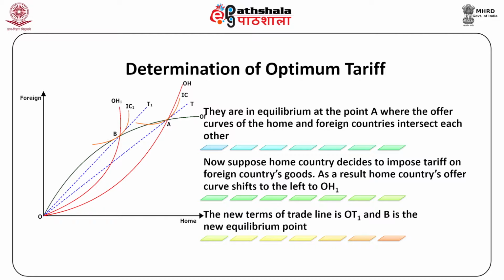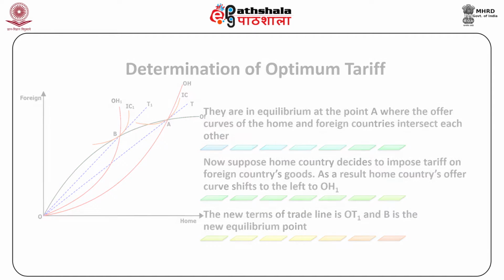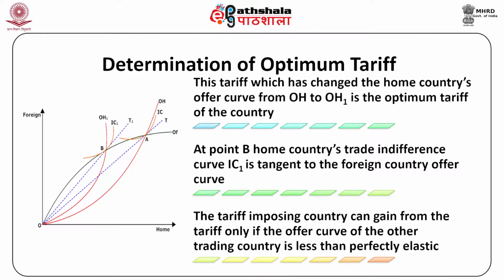Now suppose home country decides to impose tariff on foreign country's goods. As a result, home country's offer curve shifts to the left to OH1. The new terms of trade line is OT1 and B is the new equilibrium point. This tariff, which has changed the home country's offer curve from OH to OH1, is the optimum tariff of the country. At point B, home country's trade indifference curve IC1 is tangent to the foreign country's offer curve.